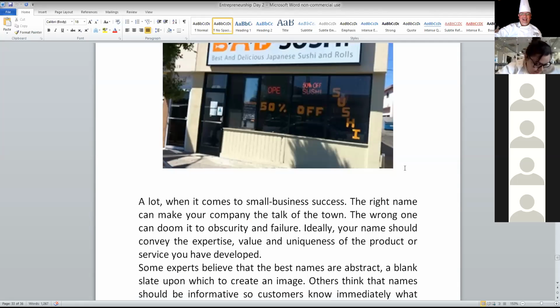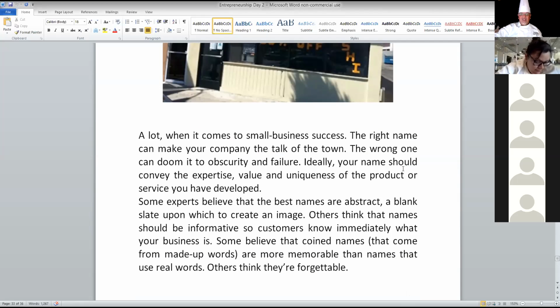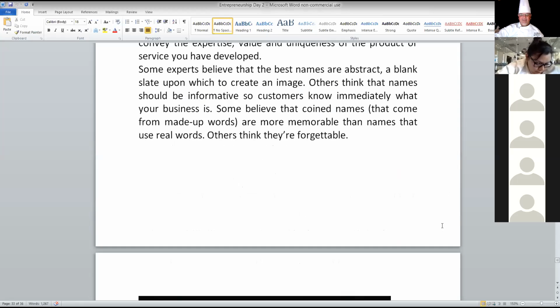A name matters a lot when it comes to most small business success. The right name can make your company the talk of the town. The wrong one can doom you to obscurity and failure. Ideally, your name should convey the expertise, value, and uniqueness of the product and service you're trying to develop. Some experts believe that the best names are abstract, a blank slate upon which to create an image. Others think the names should be informative so customers know immediately what your business is. Some believe that coined names made from made-up words are much more memorable than real words, which can be forgettable. Okay.